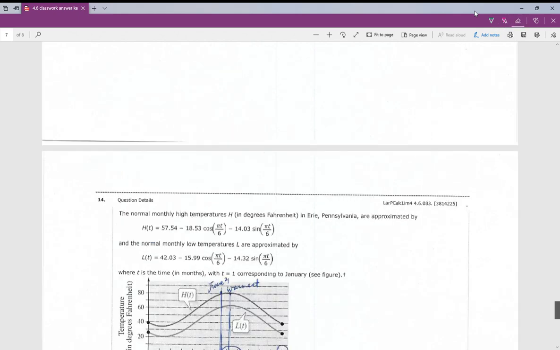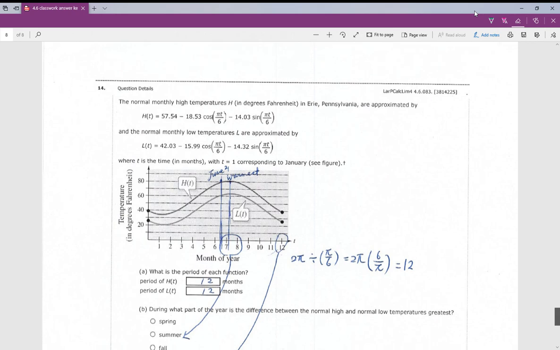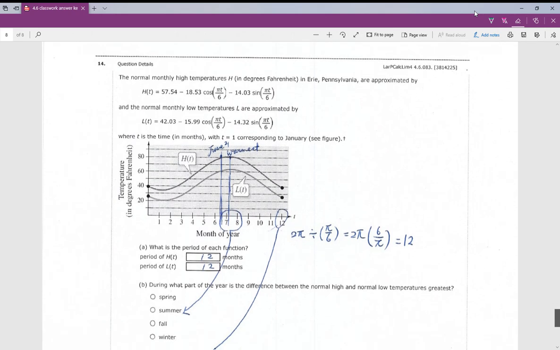Number 14 is not too hard, but it's the word problem. They give you two functions, h here and this one here. Okay, and you can see the gap because they are talking about the difference. In the end, they are going to talk about the difference. So the difference is changing.